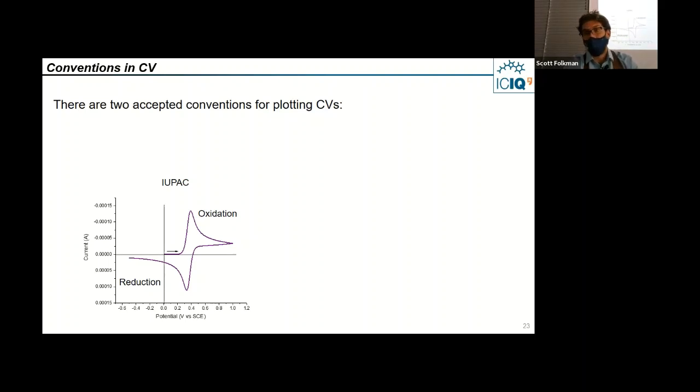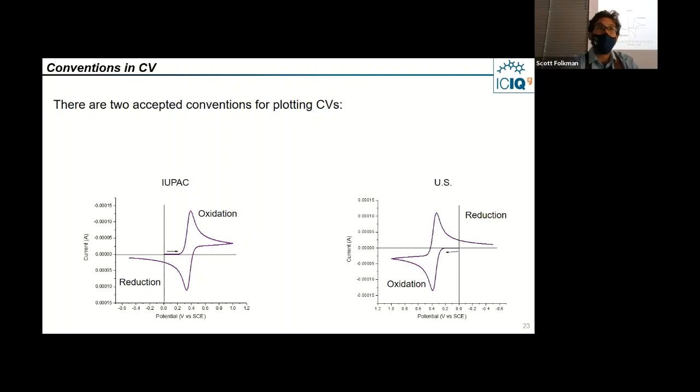Now, I am from the United States, but I'm not actually happy about this. The United States has their own convention that is often used, where more positive potentials are shown to the left, oxidative current is shown down, more negative potentials are shown to the right, and reductive current is shown up.